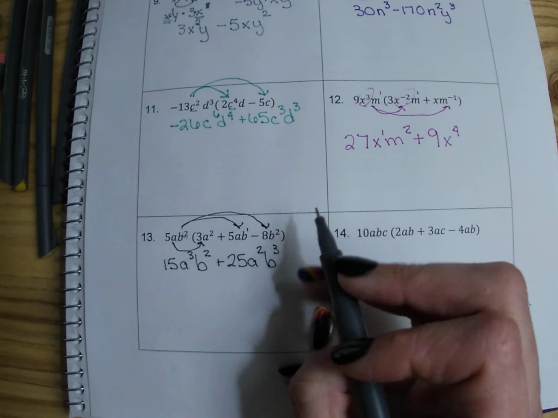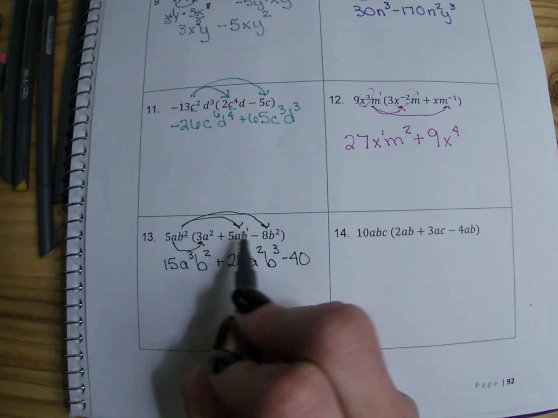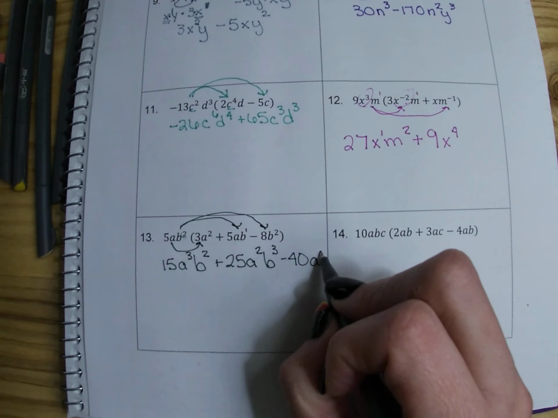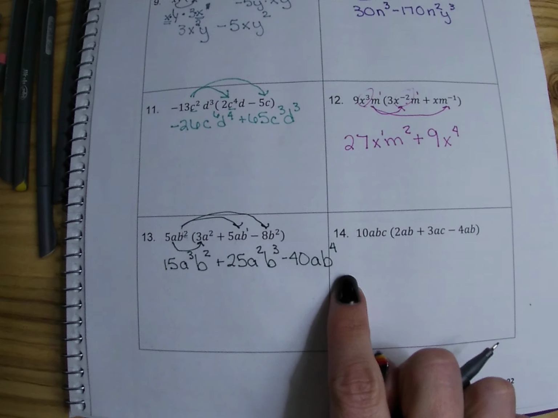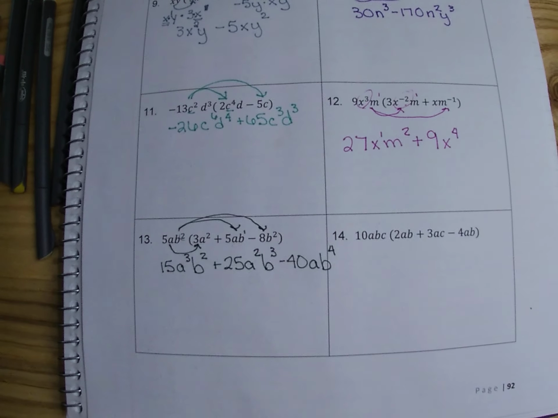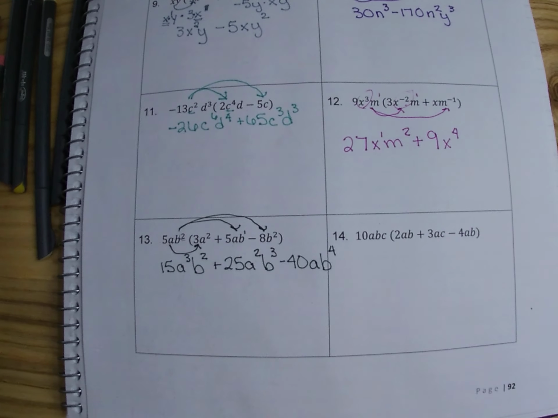Then we go to our last one. 5 times negative 8 is a negative 40. There's no a for that to go with, so that a just still comes along, and 2 plus 2 is 4. So it kind of looks like a big, long, messy answer, but we cannot take that any further because none of those have exact matching exponents, and so we cannot continue or combine any like terms.